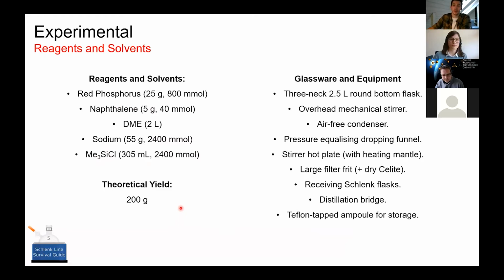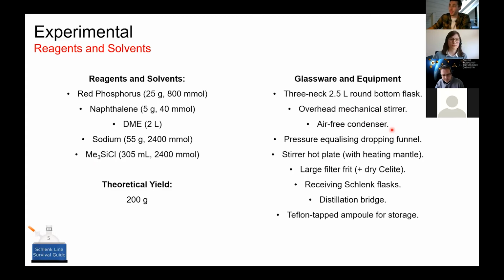If you compare that with the unit price for a gram from Sigma Aldrich, this will give you 32,000 euros of TMS phosphine. For these large-scale reactions, there's a lot of glassware and equipment that you would need. You'll need a large multi-neck round-bottom flask. For these scales, you will need an overhead mechanical stirrer.